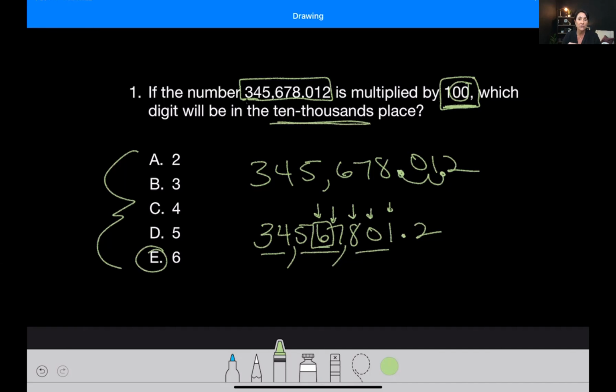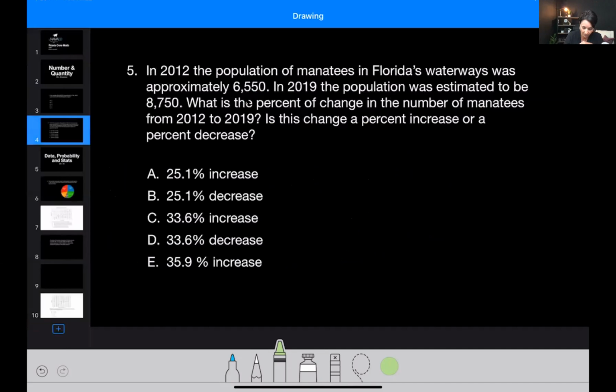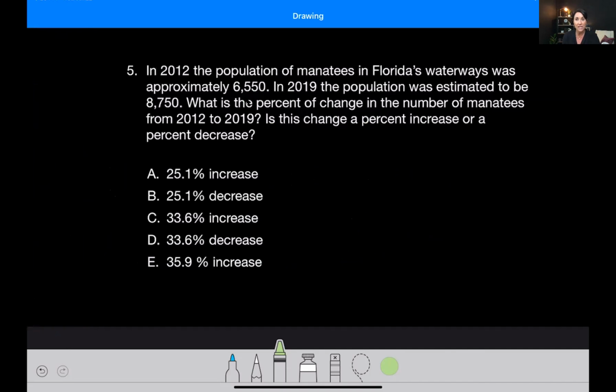So this is a place value question, and it is relatively easy. Now they get a little bit harder. So now we're getting into percentages. This is number 5 in your handout.